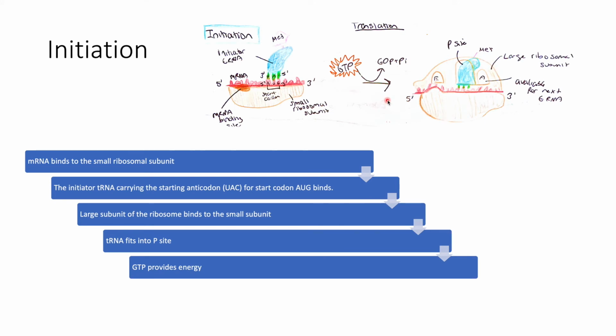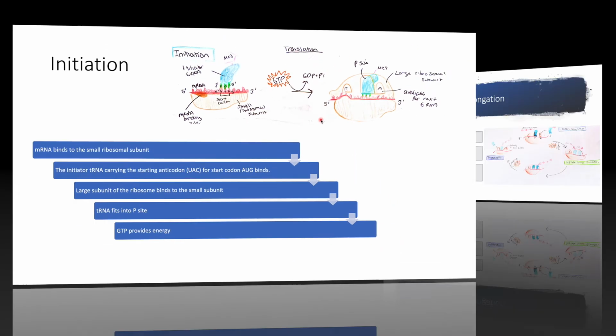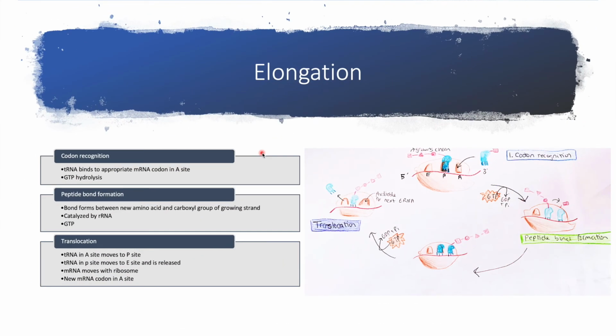GTP provides the energy for the ribosome assembly. Initiation factors that are proteins also aid in assembly. Next comes elongation. Elongation can be broken up into 3 phases: codon recognition, peptide bond formation, and translocation.